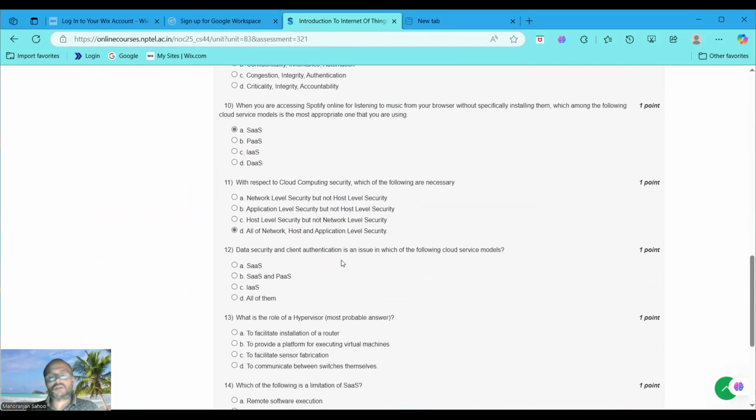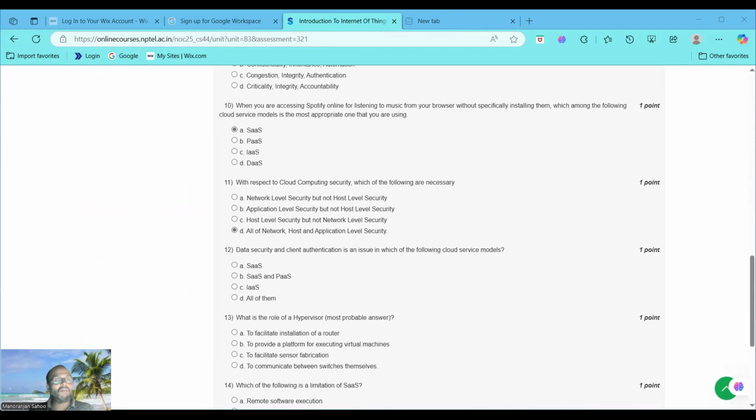11, option D would be the right answer. Why all of the network, host and application level security? Comprehensive cloud security requires securing the network, that is firewall, host, virtual machine security, and application, which means data encryption, layers to protect against various threats.